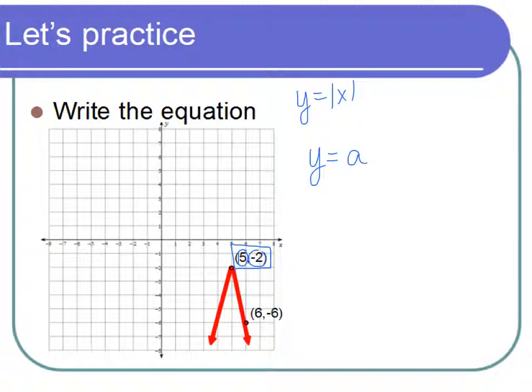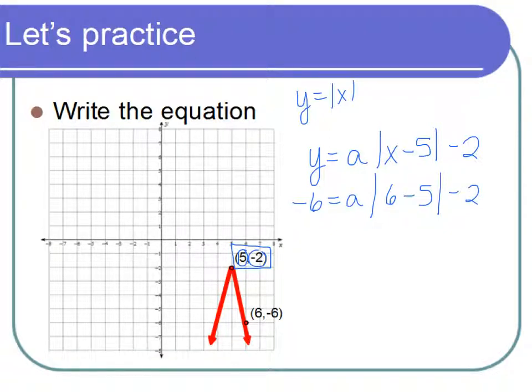We don't know the a yet. Absolute value of x, we went right 5, so that's x - 5. And then we went down 2. Now I'm going to take this ordered pair, this (6, -6), and plug it in for x and y and find the a that would make this work. So y is -6, don't know a, absolute value of, I'm sorry, not x. We're going to plug in for x a 6, minus 5, absolute value, minus 2. And now we're going to solve for a.